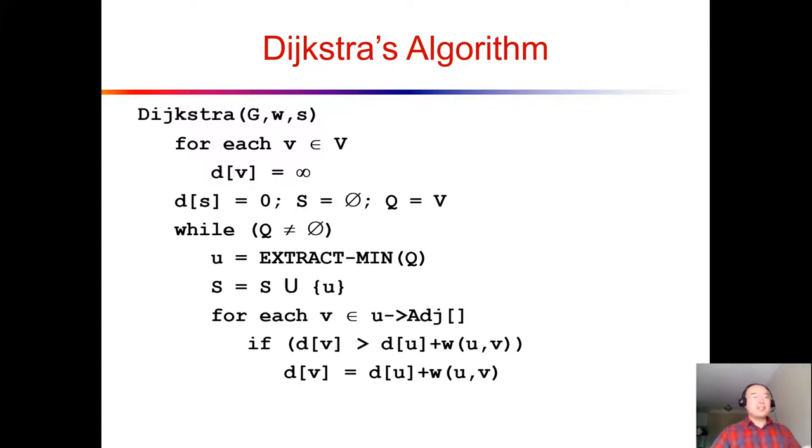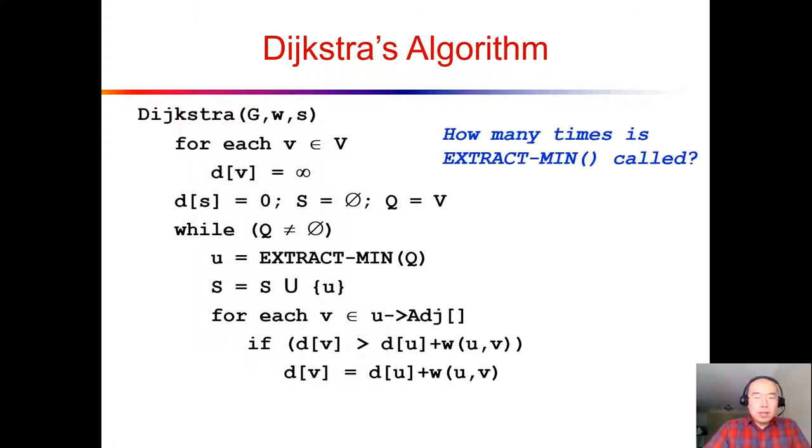Okay, let's finish this lecture. We want to do a further analysis of Dijkstra's algorithm. By working on the examples, we feel that Dijkstra's algorithm is faster than the BF algorithm. And how do we do a formal analysis?